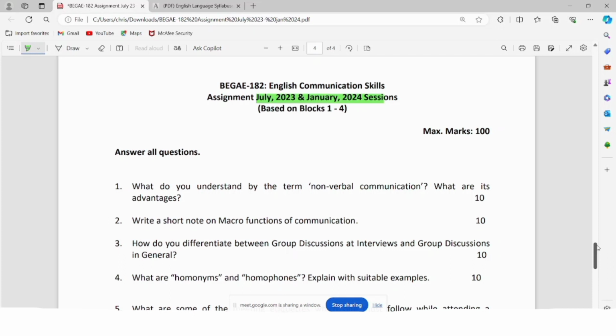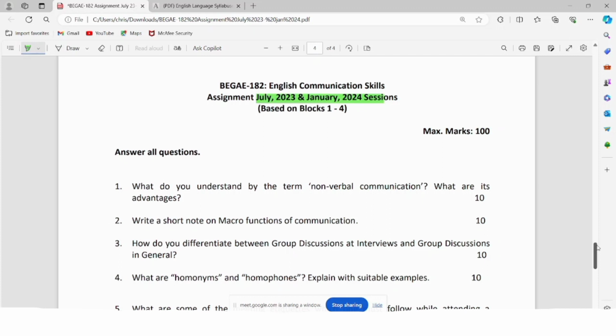Firstly, let's take up question number 1. What do you understand by the term non-verbal communication? What are its advantages? So I told you our entire study material is divided into 3 blocks. So this comes under block 1.